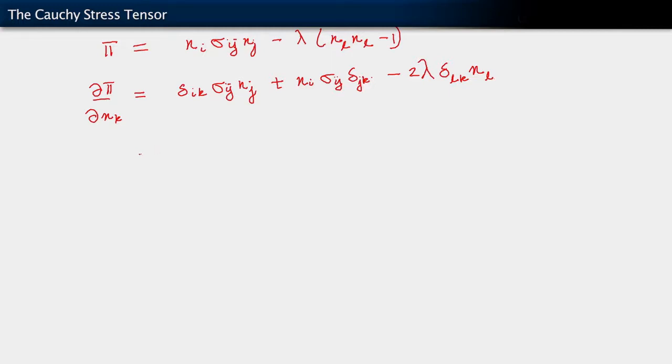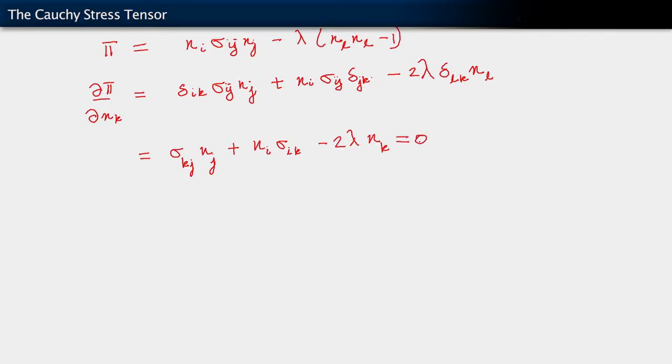Now we can rearrange this. In this case we can apply the Kronecker delta to the sigma, and that reduces the first term to sigma_kj n_j. For the second term, it reduces that product to n_i sigma_ik. And in the last term, the Kronecker delta converts the index on n to a k. That's the condition we need.